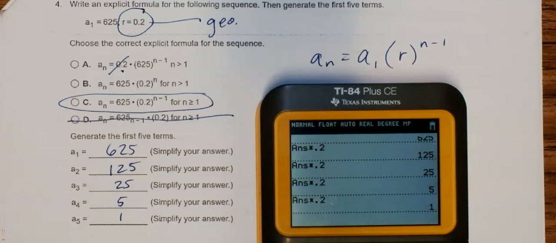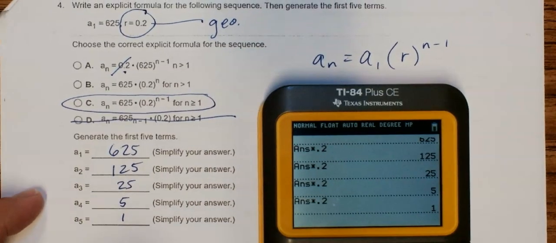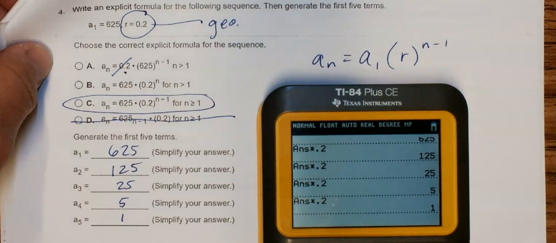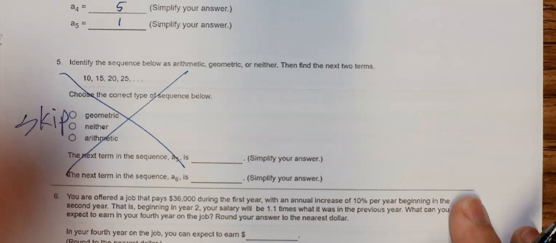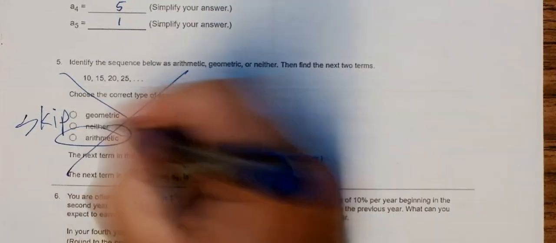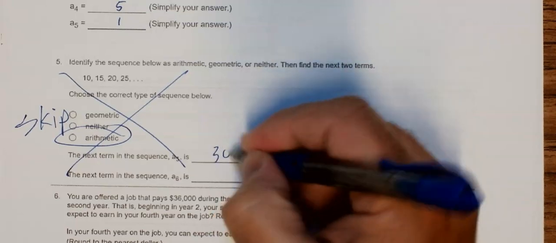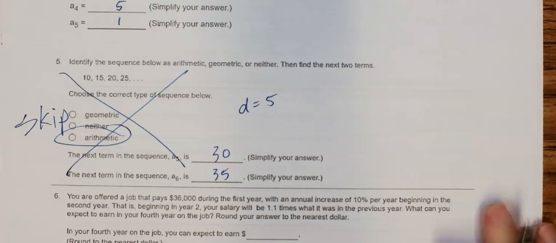There is one last question I'd like to look at, which is, we're going to skip this question, so we've done enough of those. That's an easy question, by the way. So, if that shows up, you're just adding 5 every time, so it would be arithmetic. And so you could say, oh, that's 30 and that's 35, because the common difference was 5, so that one was an easy one.